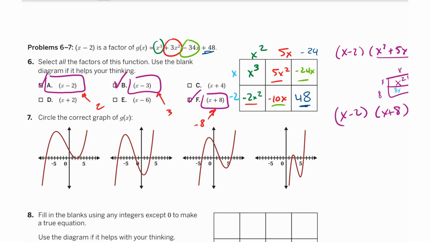And so the only graph that has those exact intercepts is going to be our first one here, because we have negative 8, positive 2, and positive 3.